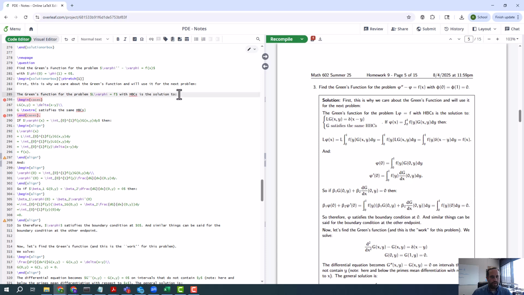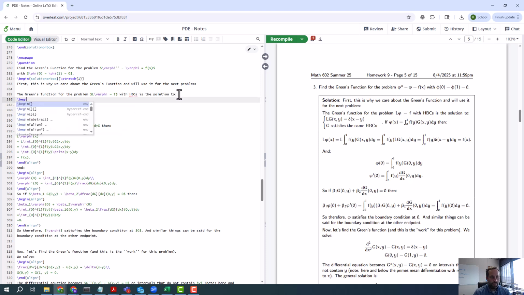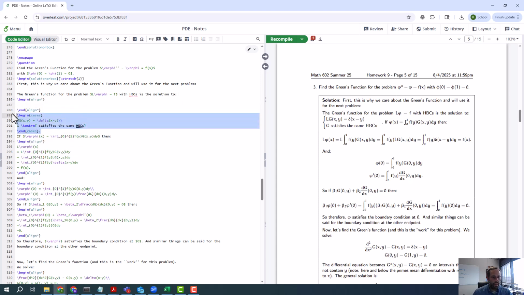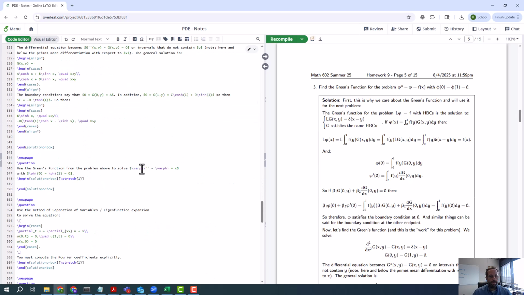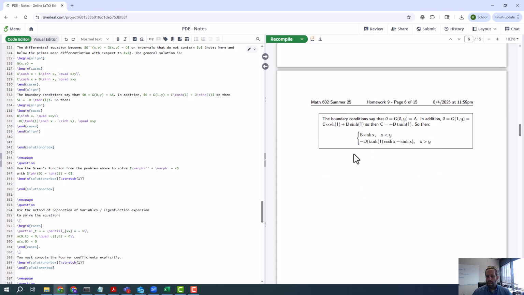Oh, I didn't do a line. Okay, so not so bad. Okay, so now this is what we have. We've used the boundary conditions. Now we're going to use continuity.